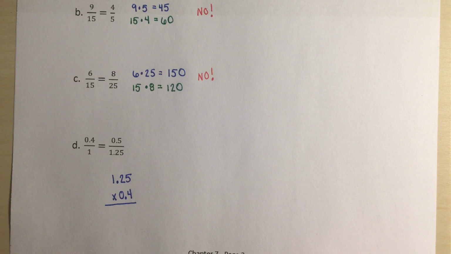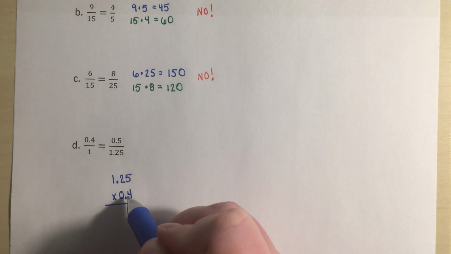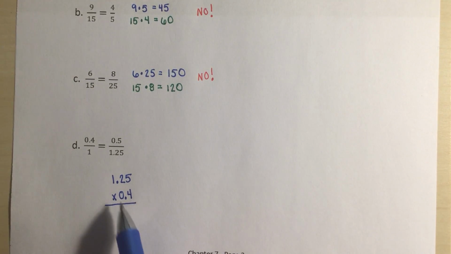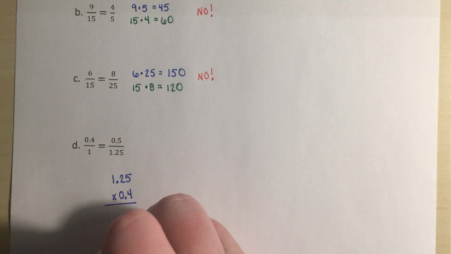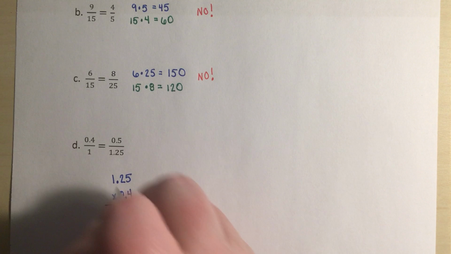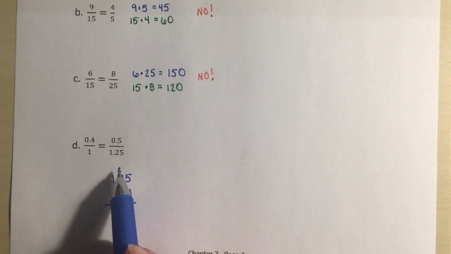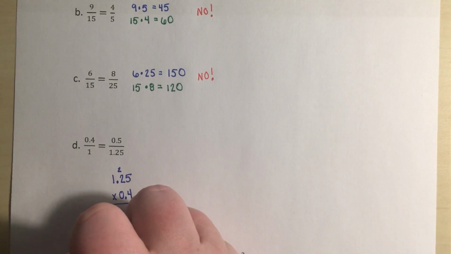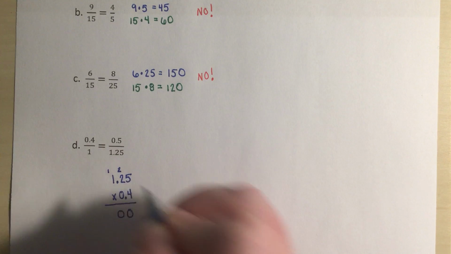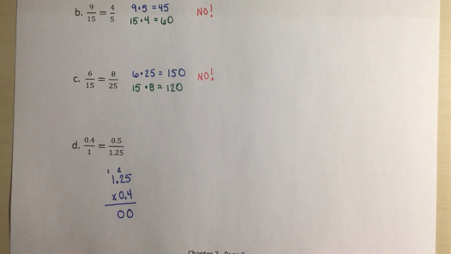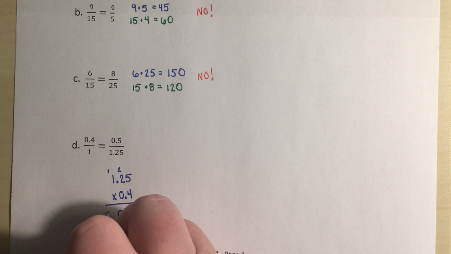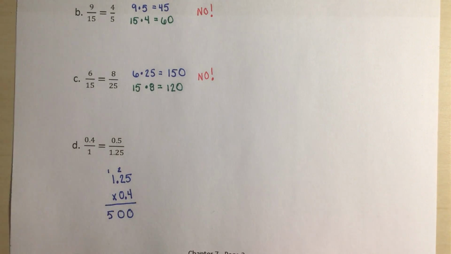So now we're going to start multiplying. We're going to multiply everything by 4 to begin with. So 4 times 5 gives us 20. The 0 goes down and the 2 goes up. 4 times 2 gives us 8, plus 2 is 10. So the 0 goes down and the 1 goes up. 4 times 1 is 4, plus 1 is 5. So we have that there.